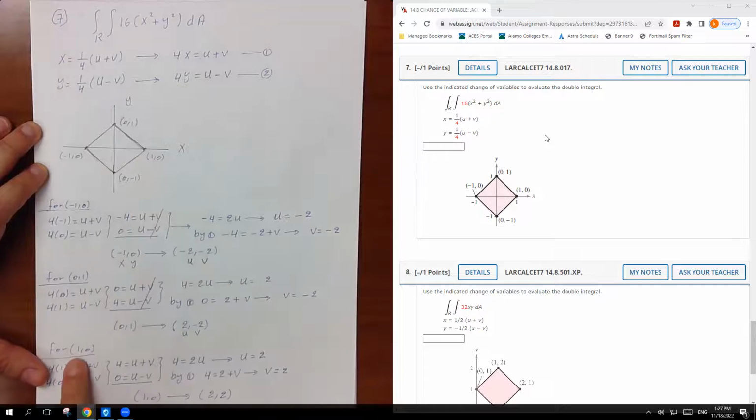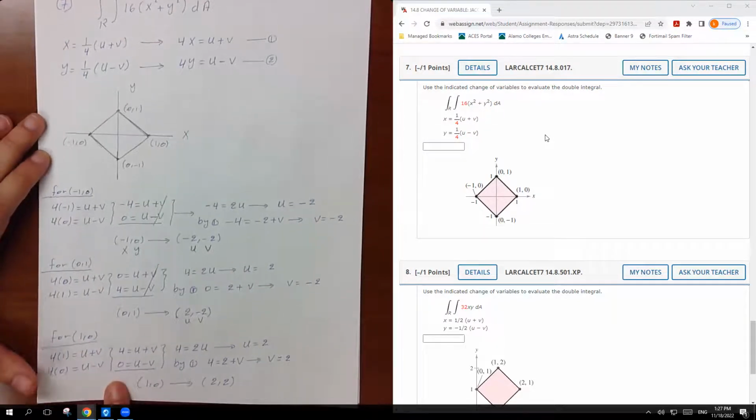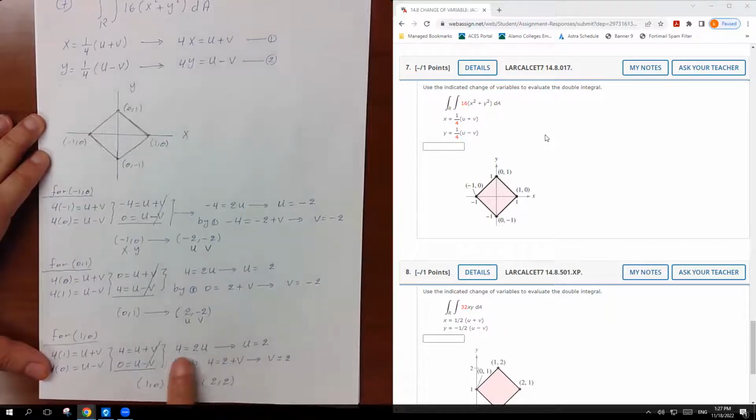The third one is (1, 0). Plug in 1 and 0. So we're going to get these two equations again, and by elimination we're going to get 4 equals 2u. That means u equals 2. Substitute this one in the first one, so we're going to get v equals 2. That means this point became u equals 2 and v equals 2.